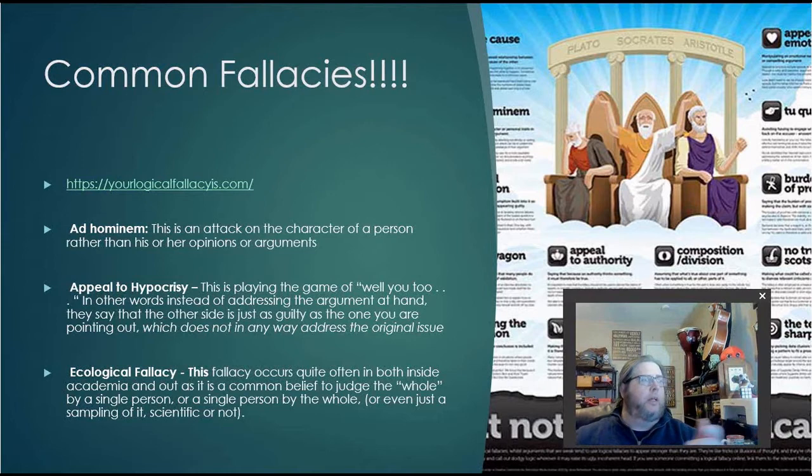The first one is an ad hominem. This is an attack on the character of a person rather than his or her opinions or arguments. An example is person A says, I think President John A. Smith is the greatest president this country's ever had. And then person B says, well, I think anyone who thinks that stuff is an obvious Nazi, and based on that alone, you're wrong, idiot.